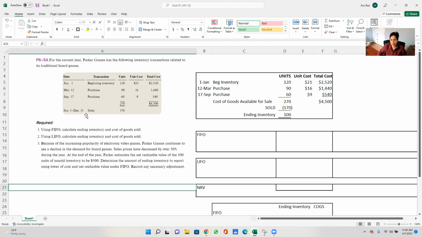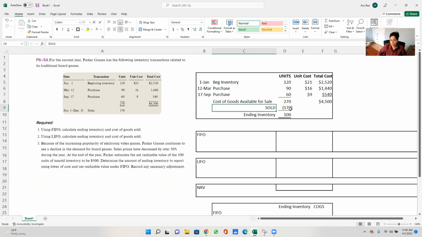They're telling us during the year we sold 170 units, which means of the 270 available, if I sold 170, I'm left with 100 units. That's what's left with me. So I've written that down over here again. What I'm left with is 100 units because I sold 170. Okay, they're asking us to use FIFO in calculating ending inventory and cost of goods sold, and LIFO to repeat the same exercise using LIFO. And then there's a third thing they've asked us to do over here. Let's first work on FIFO and LIFO, get an understanding of that real quickly before we move on.